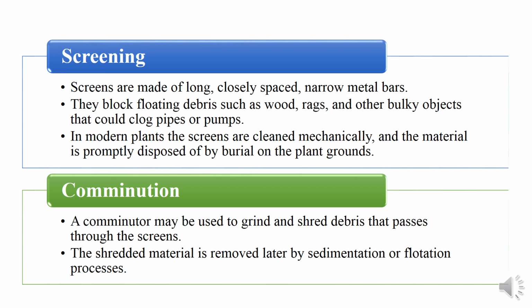In modern plants, the screens are cleaned mechanically and the material is promptly disposed of by burial on the plant grounds. The second physical category of the primary treatment is comminution. A comminutor may be used to grind and shred debris that passes through the screen. The shredded material is removed later by sedimentation or flotation processes.